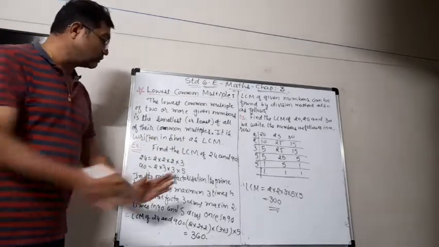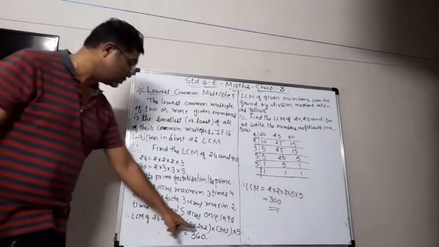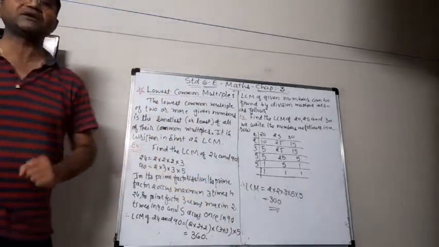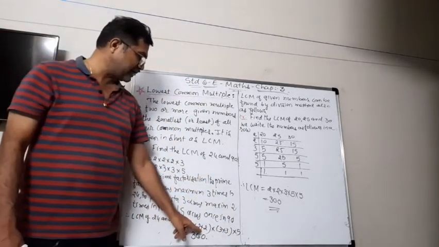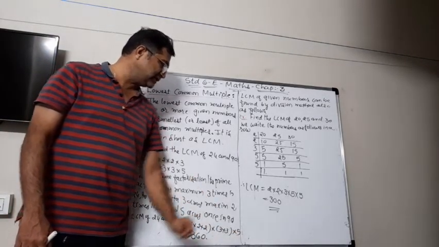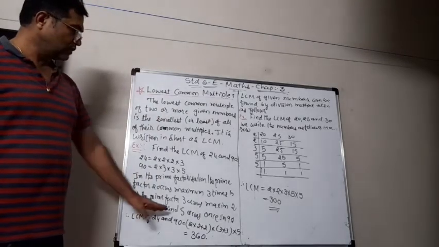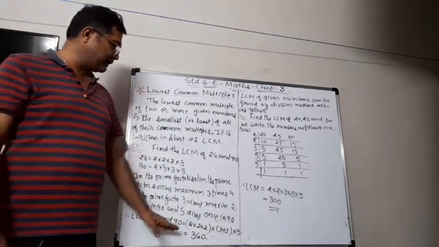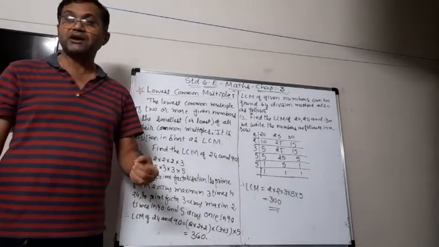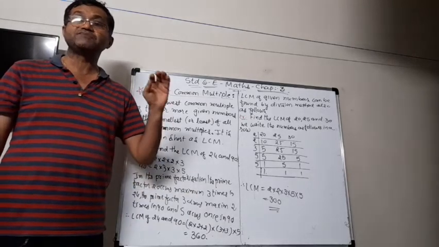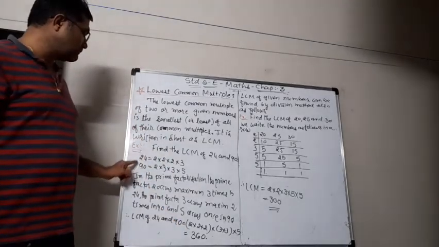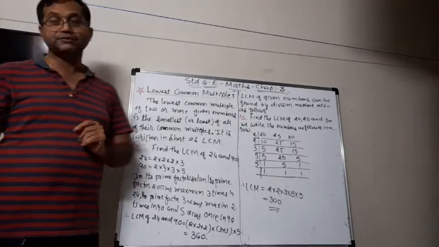So we are going to multiply all this: 2 three times, multiplied by 3 two times, multiplied by 5 only once. So we get 2 multiplied by 2 multiplied by 2 multiplied by 3 multiplied by 3 multiplied by 5. As you multiply the numbers, you will get the answer, that is 360. So 360 is the LCM, or the least common multiple, of those two numbers, 24 and 90.